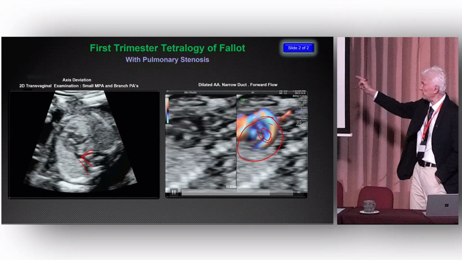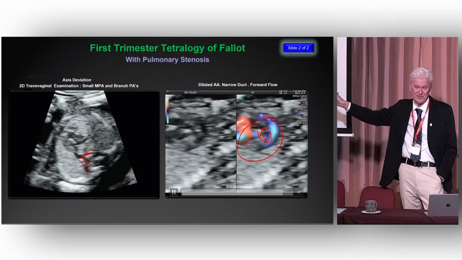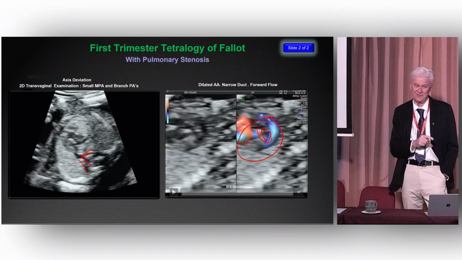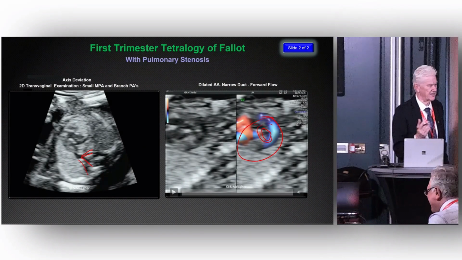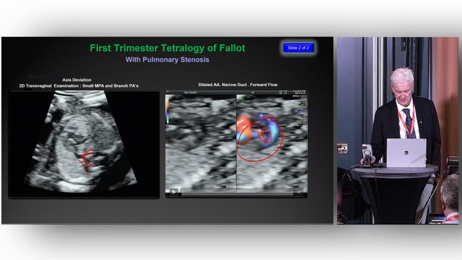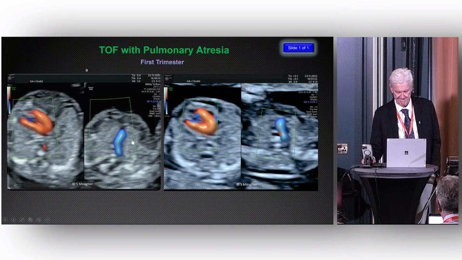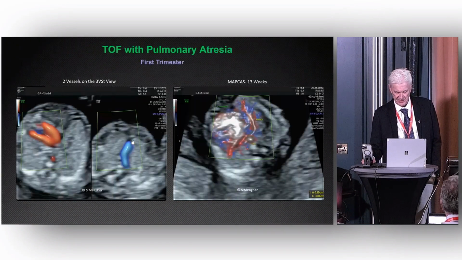So what am I saying? I'm saying that tetralogy of Fallot at 12 or 13 weeks of gestation looks exactly the same as tetralogy of Fallot at 18 to 20 weeks of gestation. The same criteria, you make the diagnosis in the first trimester as you do in the second trimester of pregnancy. So I might just need to time skip these ones.